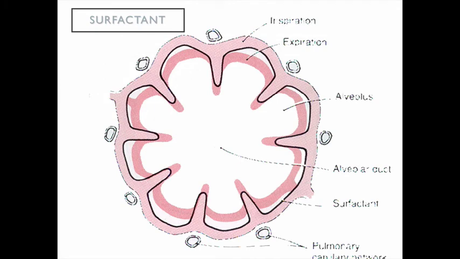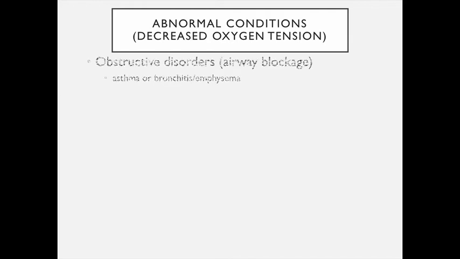So surfactant is again produced in the alveoli. There are type 2 pneumocytes, which are not on this picture, but their job is to keep the alveoli from overexpanding or collapsing.